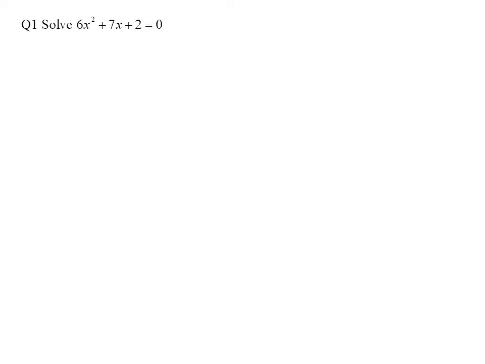The first example here is to solve a quadratic equation of 6x squared plus 7x plus 2 equals 0. Here we are going to show 3 common approaches to solve this quadratic equation. So I hope you will learn and consolidate these skills after this session. The first approach is the cross product method.